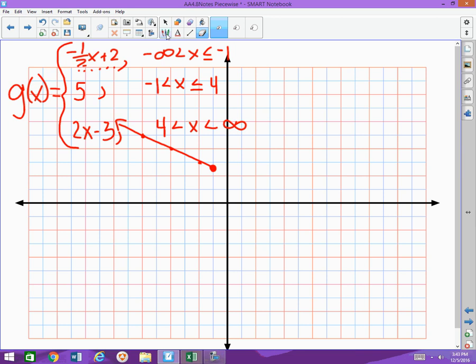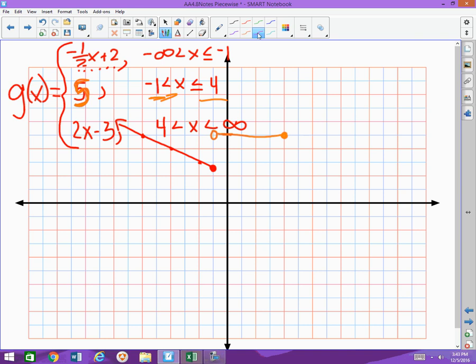Then we have our graph being at 5, which is up here, 1, 2, 3, 4, 5, and it goes from negative 1 to positive 4. But at negative 1, it's just greater than, so it's an open circle, all the way over to positive 4, where it is a closed circle.